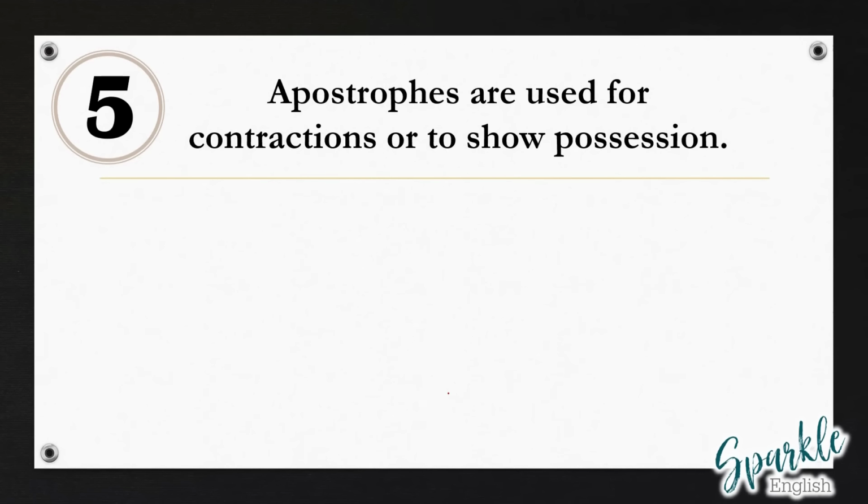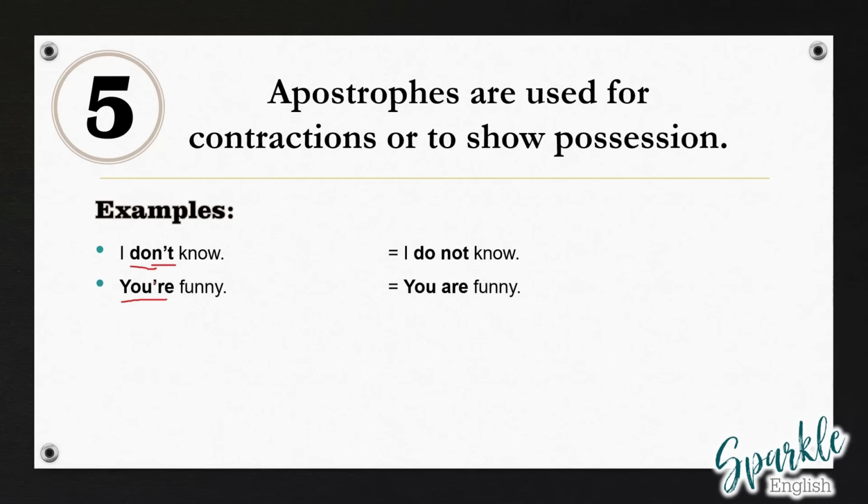Rule number 5. Apostrophes are used for contractions or to show possession. So for example, I don't know is a contraction. Don't is a contraction for do not. We can merge these 2 words together and add an apostrophe to make it don't. You're funny. You're is a contraction for you are funny. So we use an apostrophe to make a contraction. He's in a bad mood. He's is a contraction for he is.